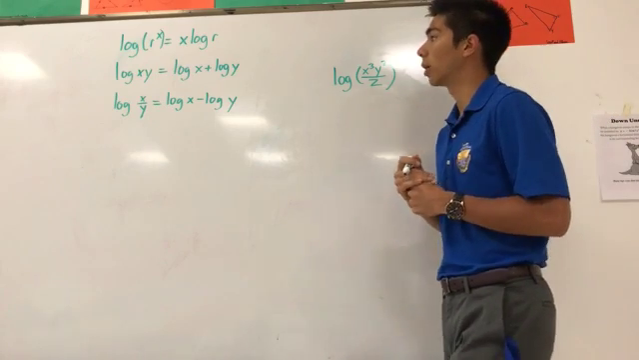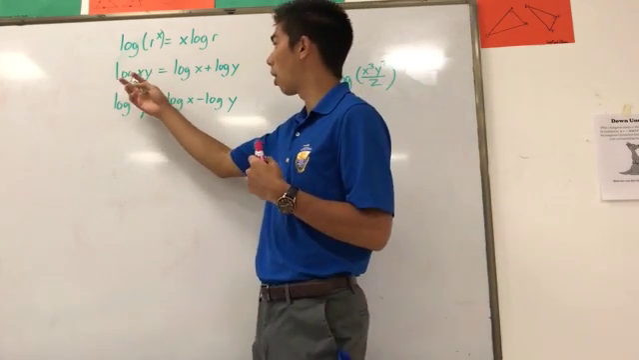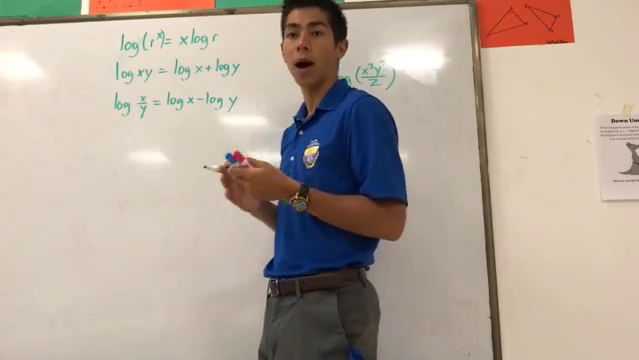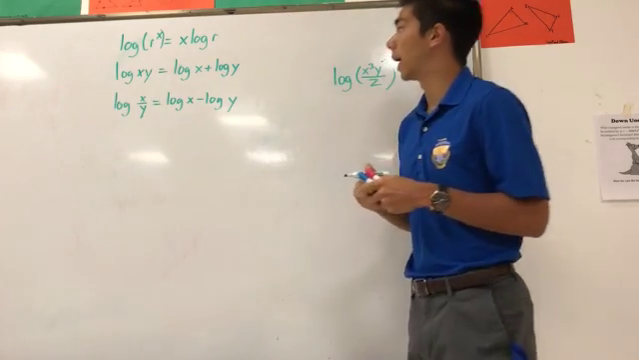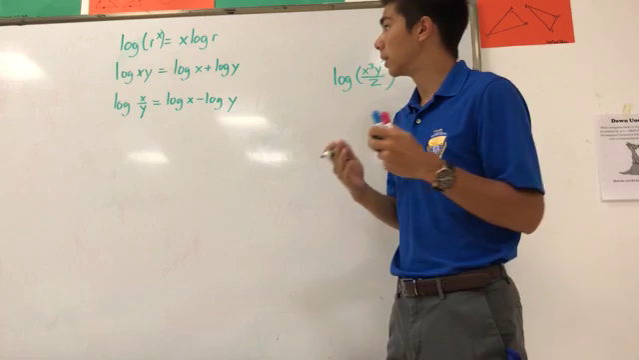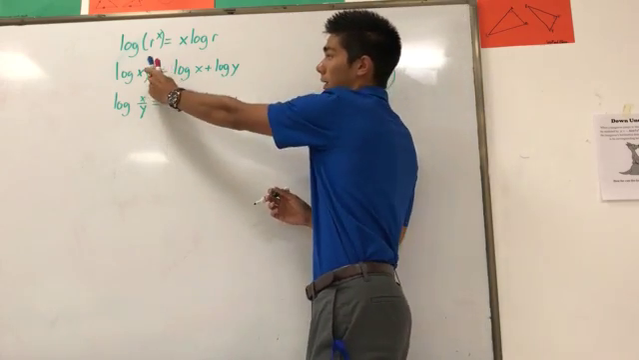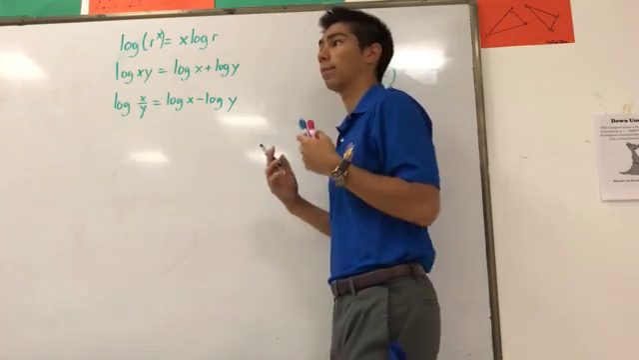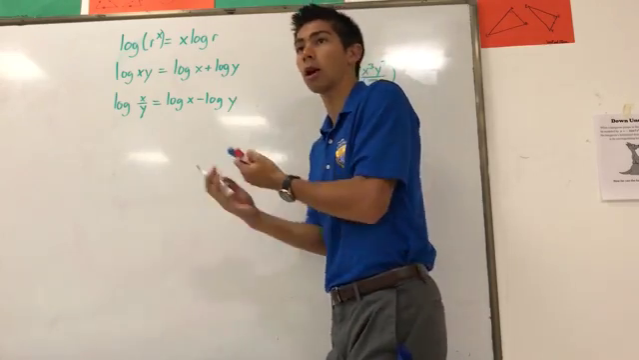Okay. The second one is the scenario where it is the log of two numbers being multiplied by each other, so log of x times y. And what happens with this one is basically you can separate them, and because it's being multiplied here, you end up adding the logs together. So log of x times y becomes log x plus log y.